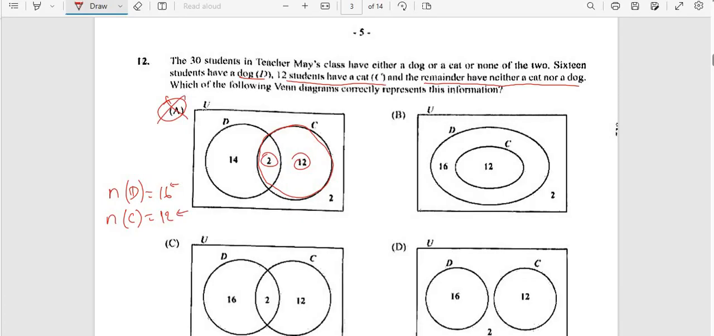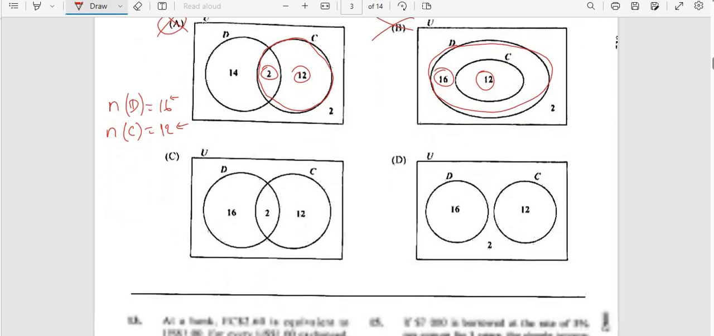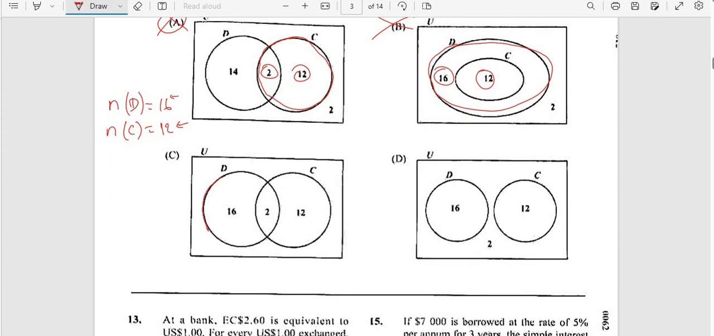When we look at option B, within the circle of D, we have 16 plus 12 persons. That's 28 persons within the circle of D. That means 28 persons own a dog. So that's out. We're told it should be 16 only. And for this one, within the circle of D, we have 16 plus 2, that's 18. And again, that's out because it should be 16. So the only option that's left is D. And I'm sure you can see why.